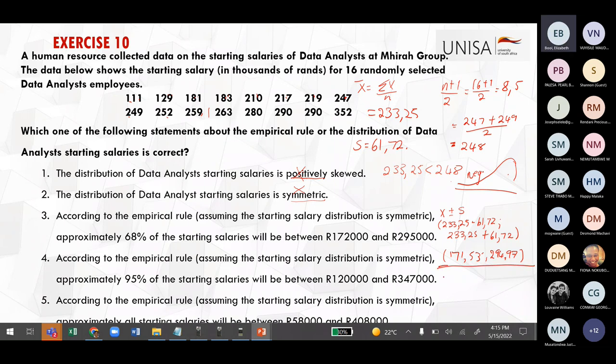Okay, I need to write these values here: 171.53 and 294.97. Don't worry about my three-digit numbers, we're going to fix it just now. I just want to do all of them now. So if we're going to do two standard deviations, we use the same formula. I'm just going to change it around. Two standard deviations, so it's 2 times 61.72.